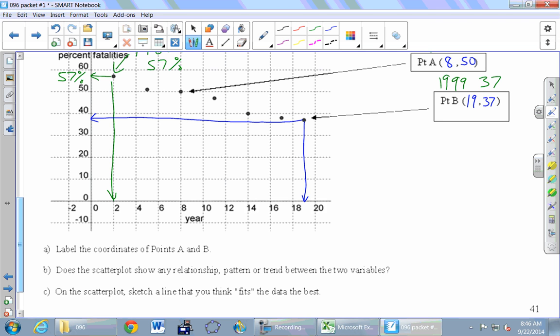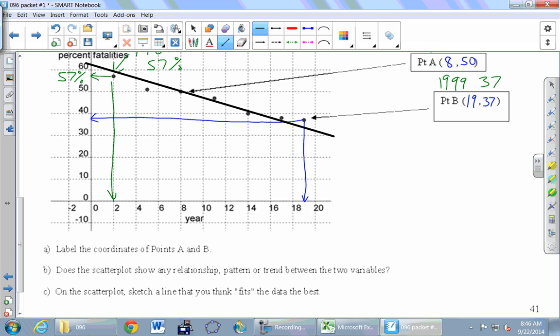Now, admittedly, this is a really wishy-washy set of instructions I'm giving you in a math class. But you go ahead and draw your straight line, and you try to get as close to all the dots as you possibly can. Yeah, it's got to be a straight line.